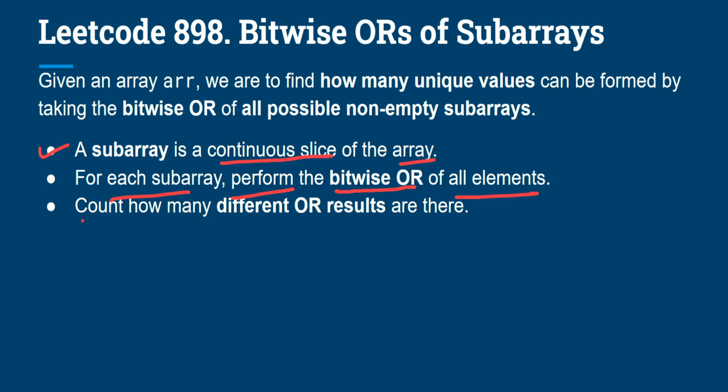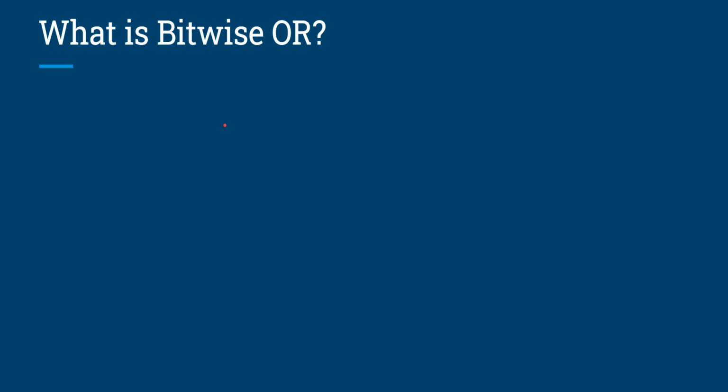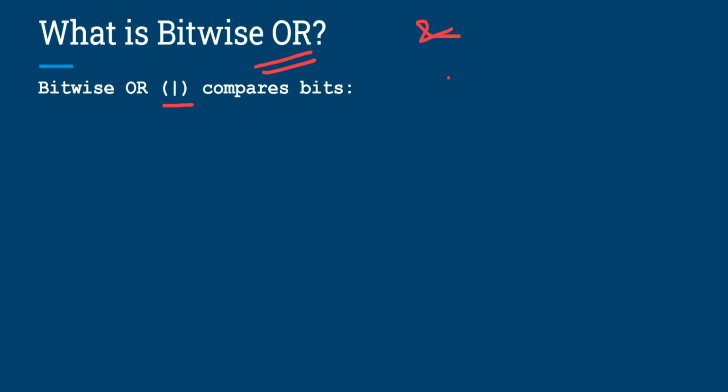Now it is saying to count how many different OR results there are. You'll understand how. Very first we should understand the bitwise OR. What is bitwise OR? We know this operator. Whenever we write this, it means an OR operator. We have already seen this operator and the NOT operator.